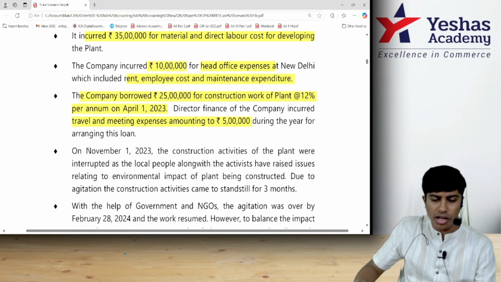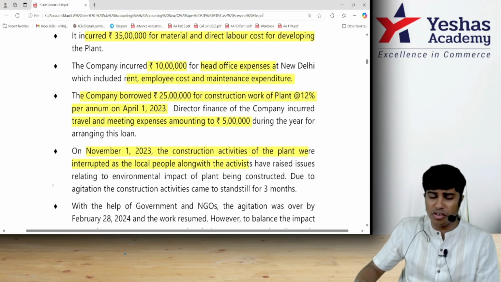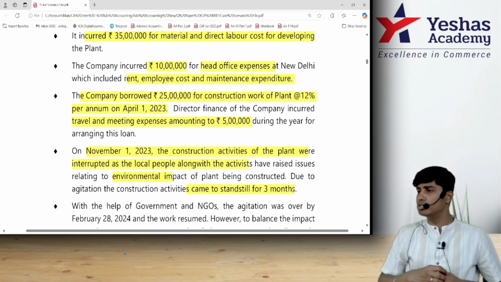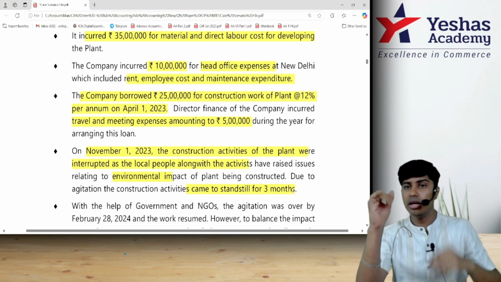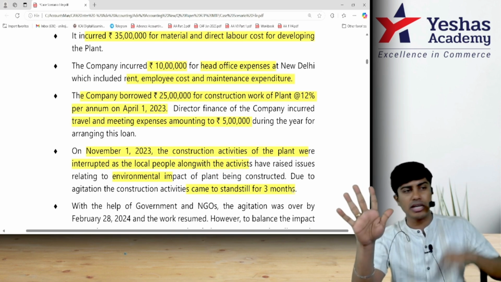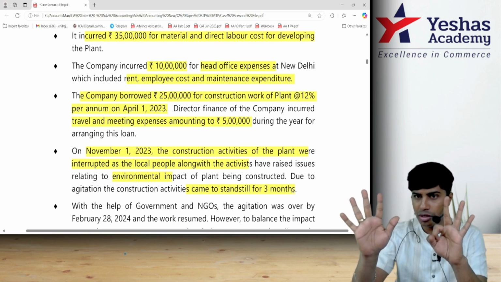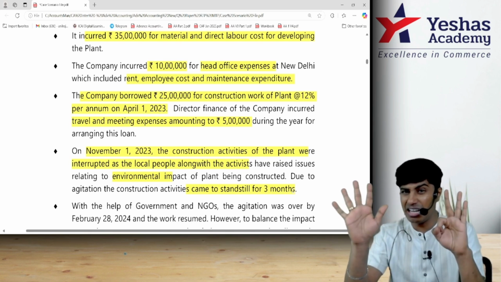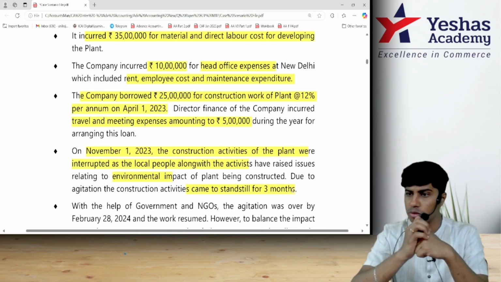See this. On November 1, 2023, construction activities of the plant were interrupted as the local people along with activists raised the issues of environmental impact because of this construction, and it came to a standstill for 3 months. So development of the plant happened from April till November. April, May, June, July, August, September, October, November. 8 months of active construction has happened. We're paying borrowing cost for 12. 8 months is relevant. 8 months can be added. Am I right? Then 3 months it will come to standstill.